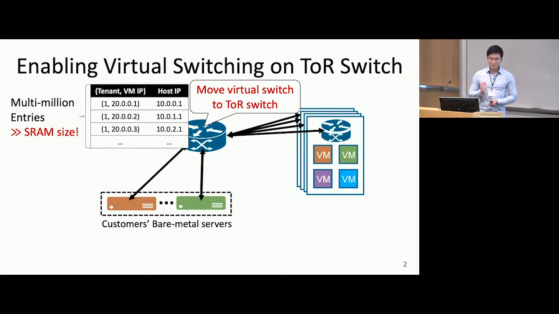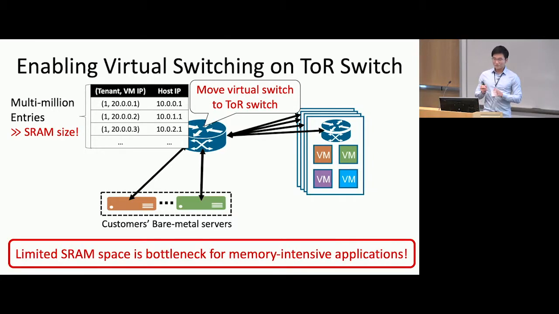Unfortunately, the top-of-rack switch does not have enough memory to store the virtual switching table, so the ToR switch cannot perform as a virtual switch. So how do you solve this problem? This example illustrates that limited switch memory space can be problematic for memory-intensive in-network applications.